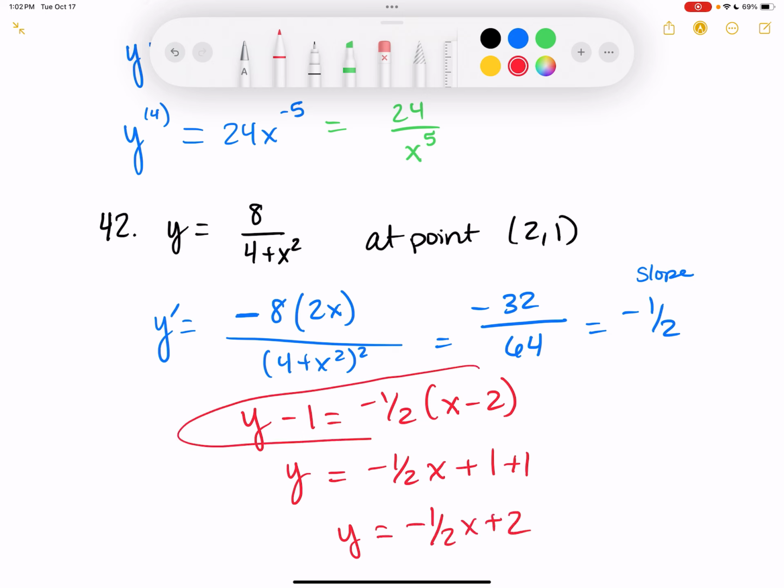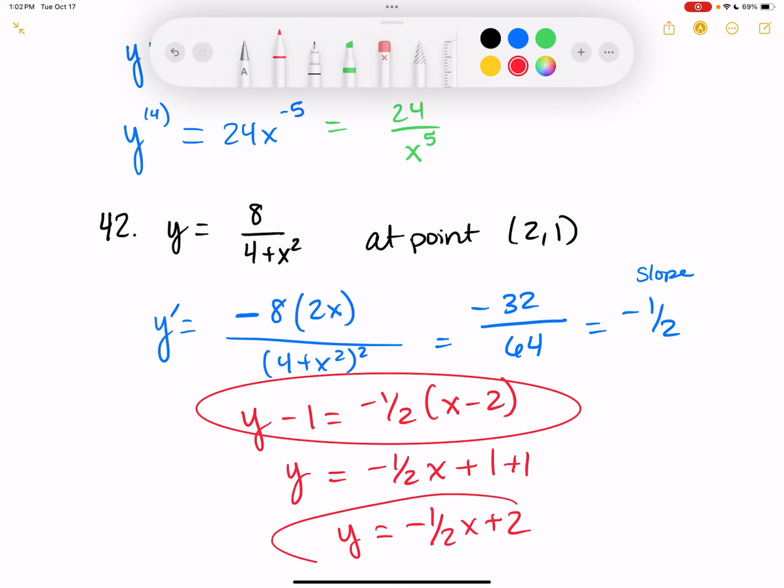So the book, I don't know what section it is, but at some point they do go to point slope form. That is how they primarily write their answers. Right now they're in slope intercept form. Couldn't tell you.